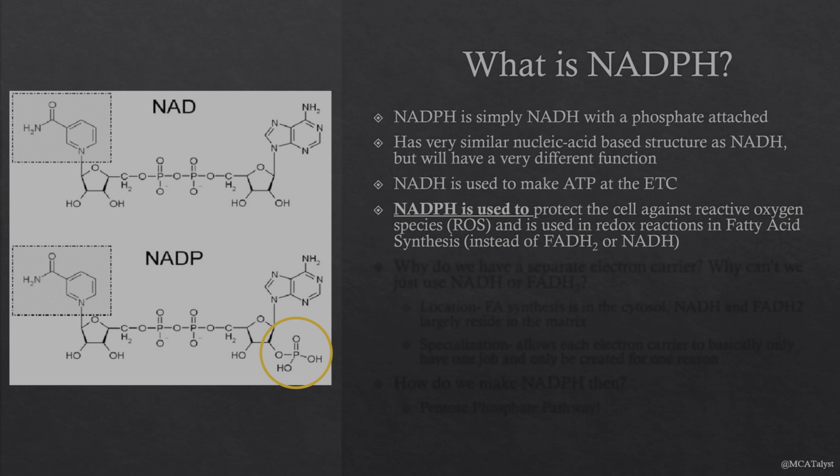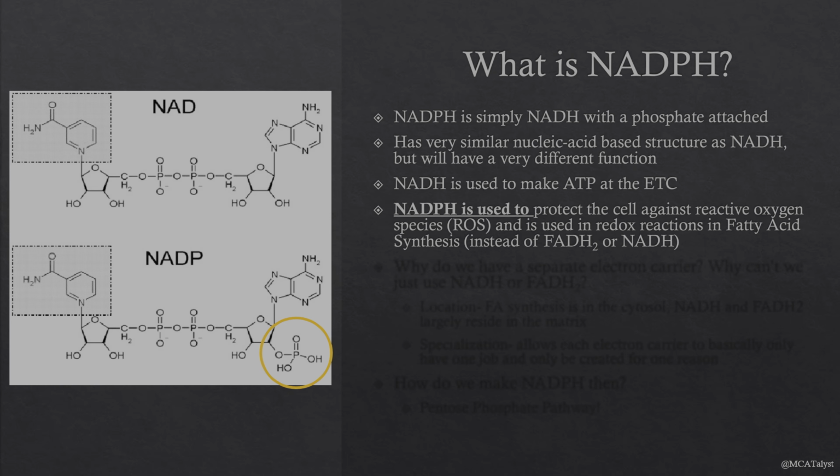The first is to protect the cell against what we call reactive oxygen species, ROS for short. These are just really reactive forms of oxygen that are formed in normal metabolic processes, as well as a lot of our immune reactions, things of that sort. Basically, sometimes by accident, our body's going to produce these ROS that we need to take care of. And NADPH is basically going to sacrifice itself in order to do so. So it protects us against ROS. It's also going to be used in the redox reactions that we're doing in fatty acid synthesis.